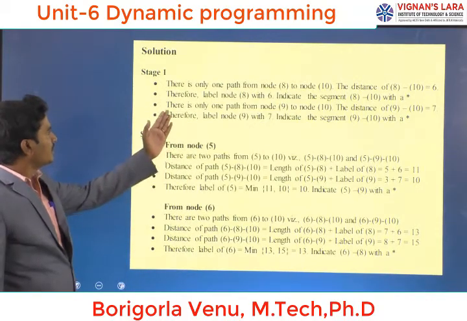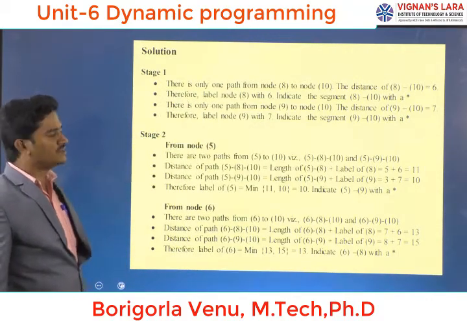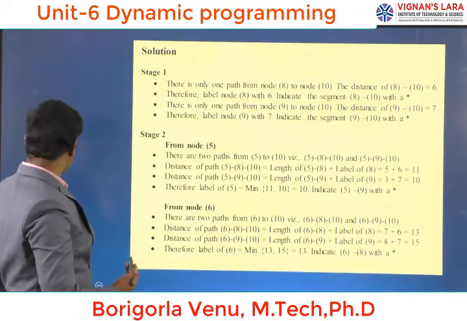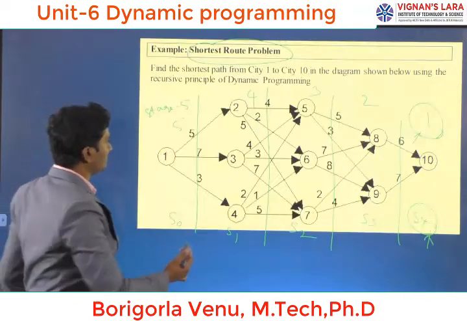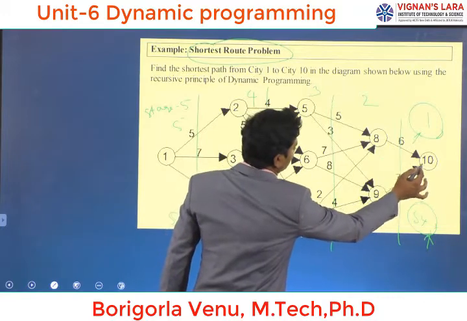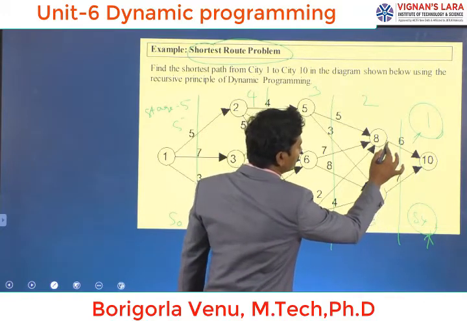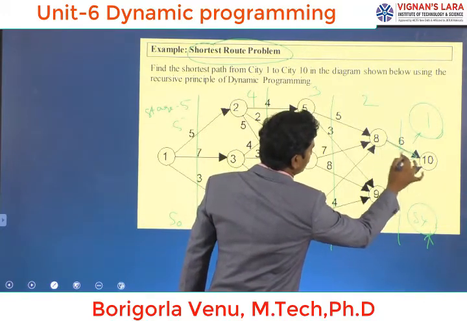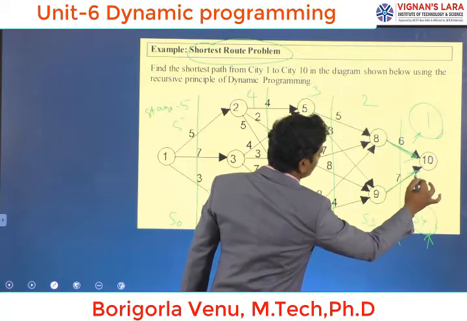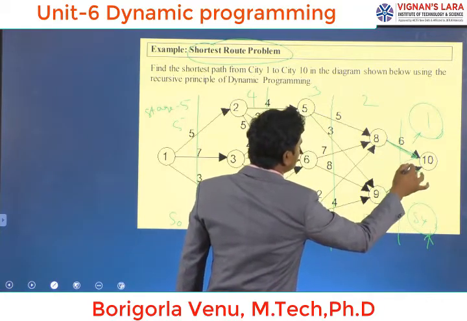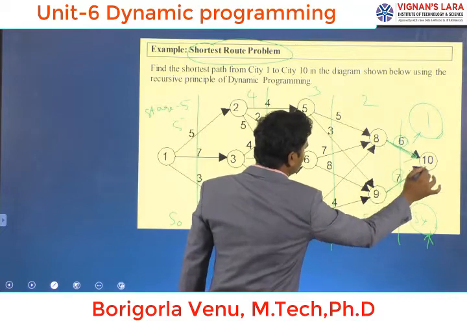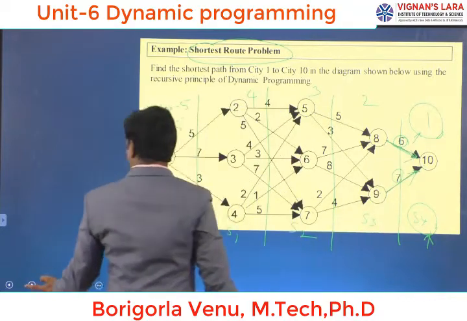Here there is only one path from station 8 to station 10, that is 8th node to 10th node. It means here 8 to 10, in between we don't have any routes. Here we have only one route. Okay, like that 9 to 10 also we have only one route. So we are going to calculate the distance. These are the distance values. These are the destinations.